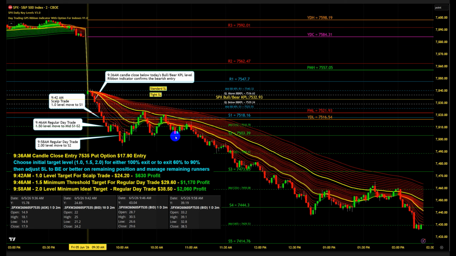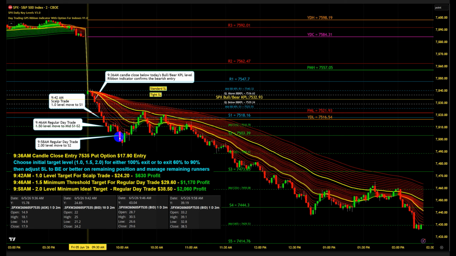And the key takeaways: the entry signal came from a close below one of the indicator's key levels for the session, in this case, the bull-bear key price level. The confirmation trigger for entering the trade came from the ribbon indicator. The stop-loss locations, profit targets, and trade management rules were all predefined before the trade was entered.